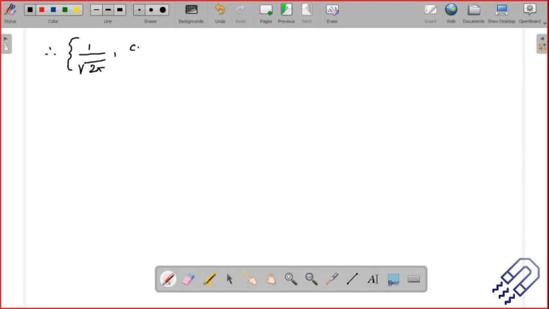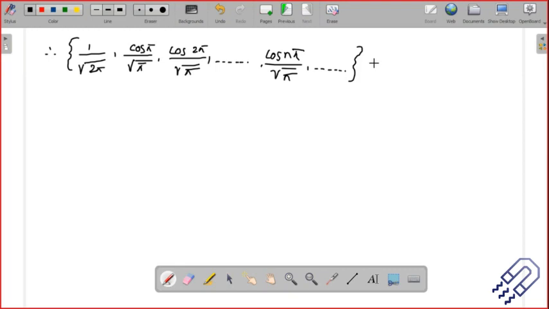And then we have cos of pi divided by root over of pi, cos of 2 pi divided by root pi. So everywhere you have to just divide it by root pi. That's it. And then we have cos of n pi divided by root pi. Now, if we actually check for normality, the result is 1, the inner product with itself, and then we can say that this is orthonormal.